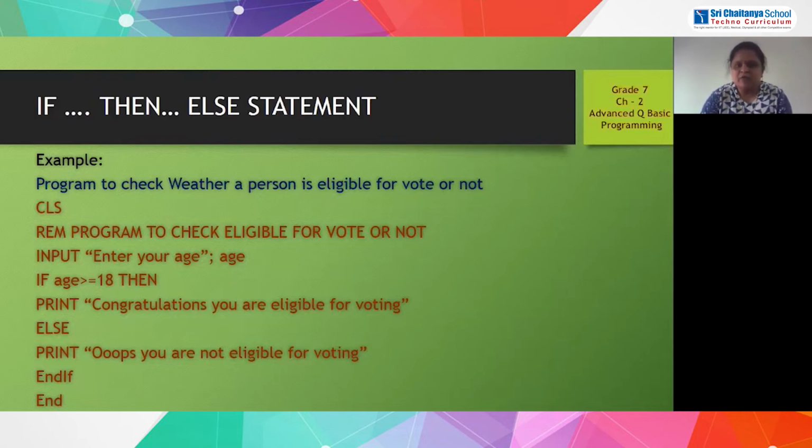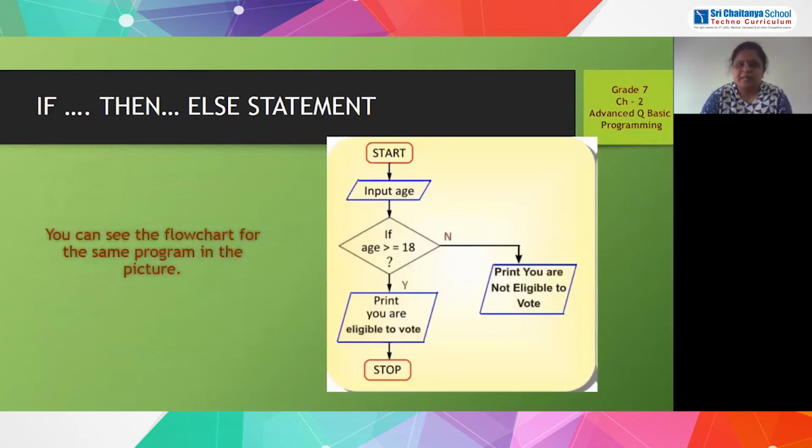Let us see what will be the output. Before we see the output, let us see how exactly it works, how exactly the flow of control works here. Okay, see, start. I'm just starting the program. Then you can see input, age. Then here, this is a condition where we are checking if age is greater than or equal to 18.